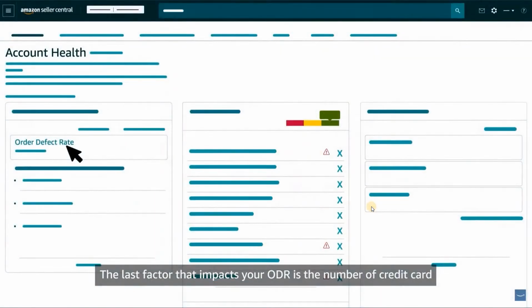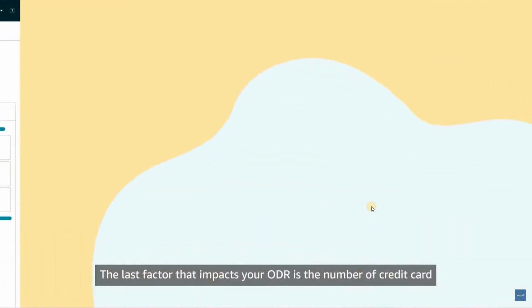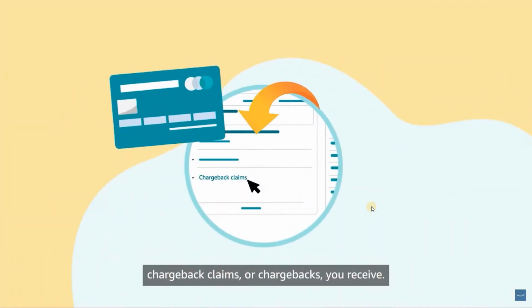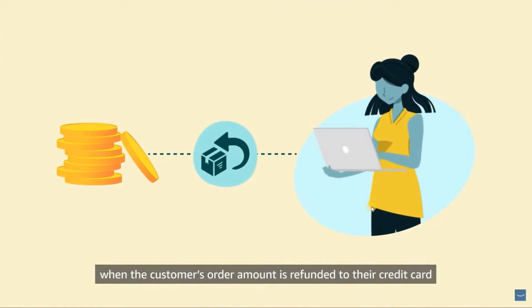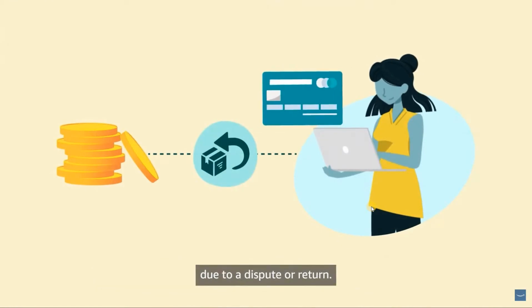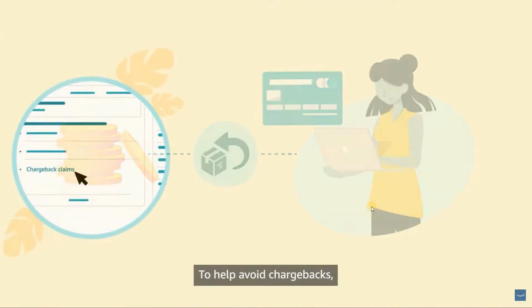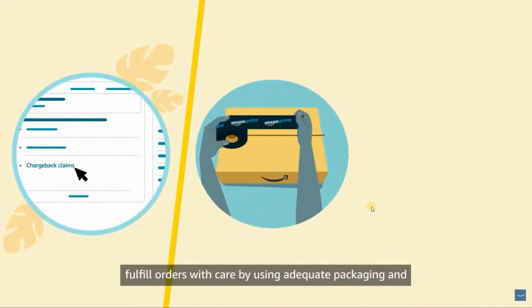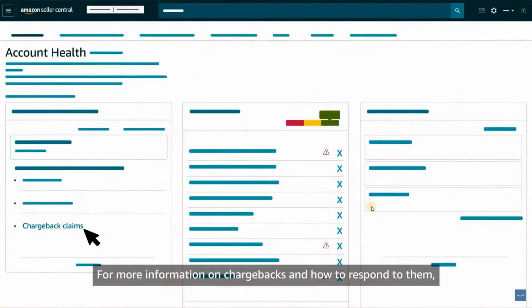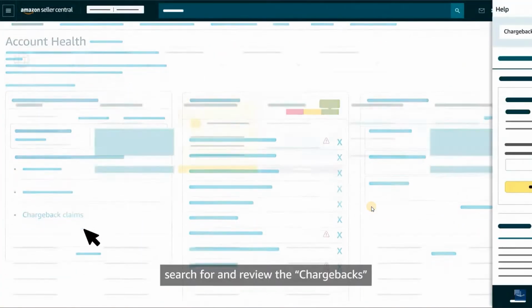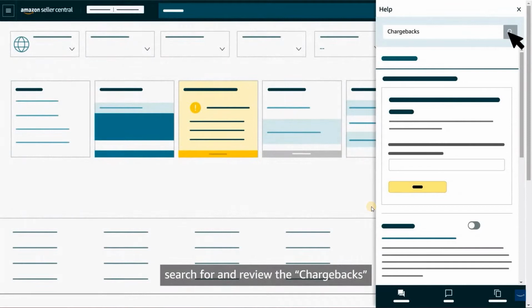The last factor that impacts your ODR is the number of credit card chargeback claims, or chargebacks, you receive. Chargebacks occur when the customer's order amount is refunded to their credit card due to a dispute or return. To help avoid chargebacks, fulfill orders with care by using adequate packaging and trackable shipping methods. For more information on chargebacks and how to respond to them, search for and review the Chargebacks Help page in Seller Central.